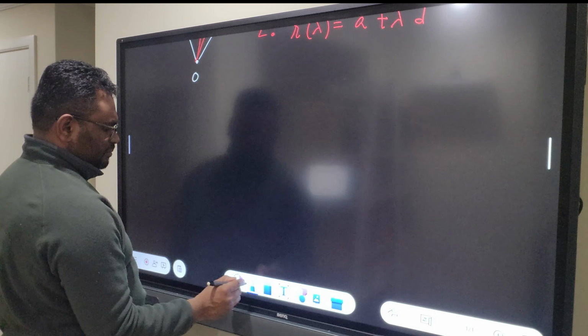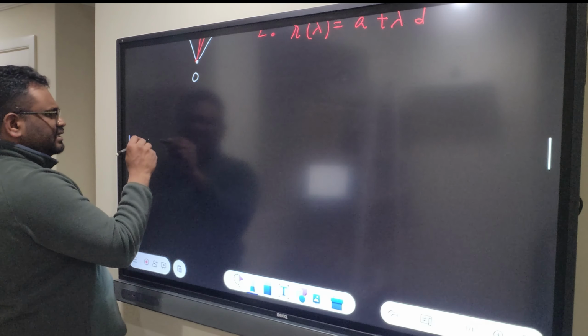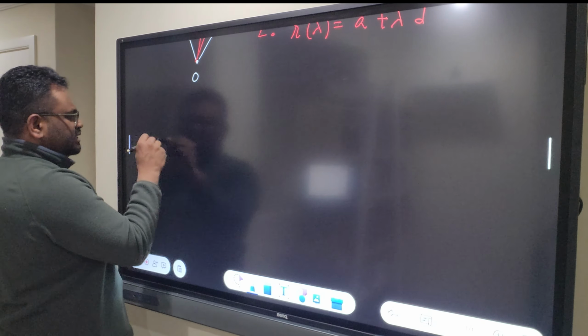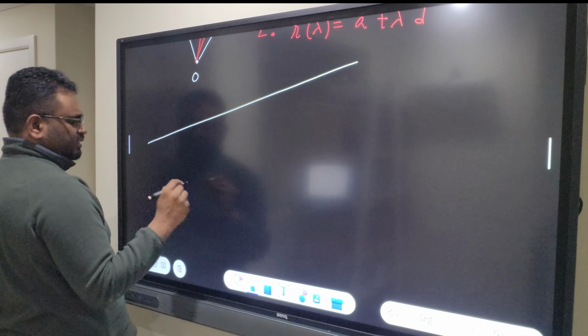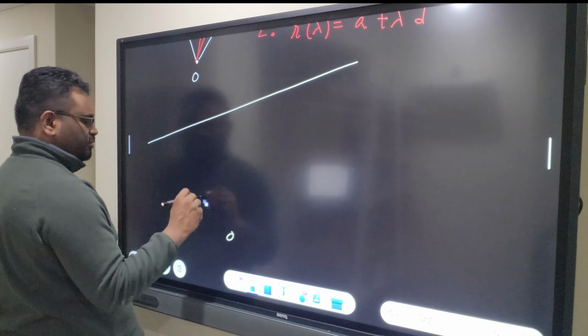We can think about a system like this. This is the vector line, and this is my origin O. Now from here to this point, capital A point, I'm going to have a vector which is A, and there is a vector parallel to this line, which I would say is D. That is the D vector parallel to this line. This is the line we are talking about.